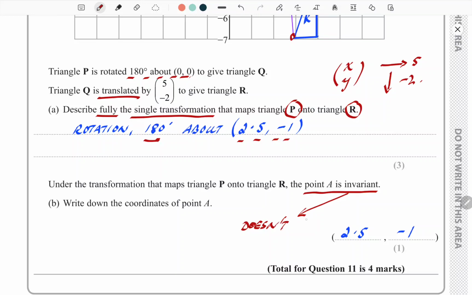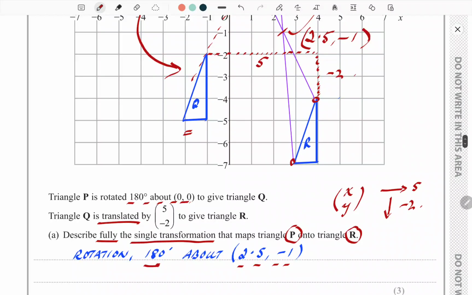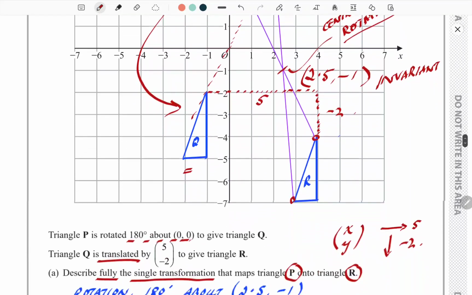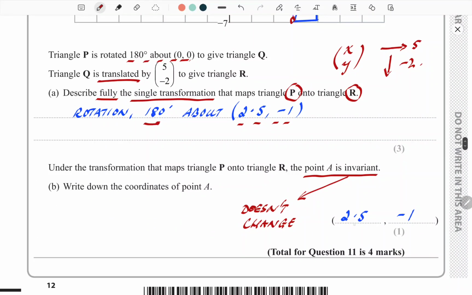So it's not affected by the rotation. Okay. Now, in any rotation, it's the actual center of rotation that is invariant. Everything else around it is going to rotate around, spin, but the actual point of rotation does not change. It will not move under the rotation. So the answer to the question is the same one. It's the center of rotation. Okay, and that's 2.5 minus 1 again.